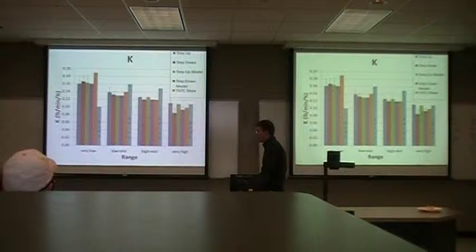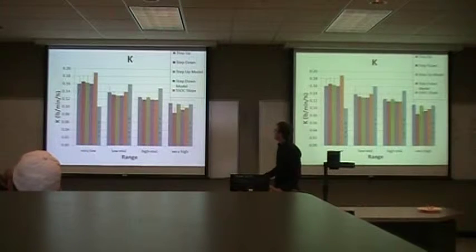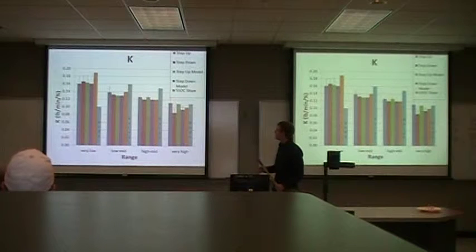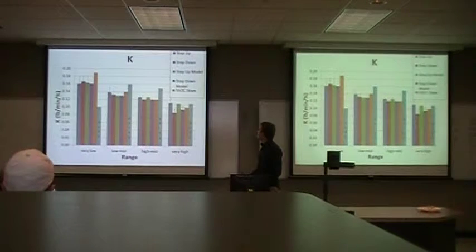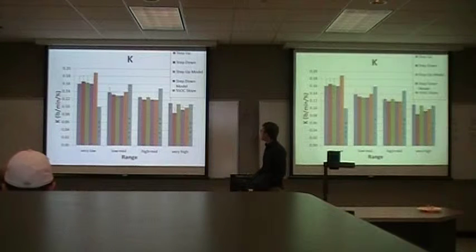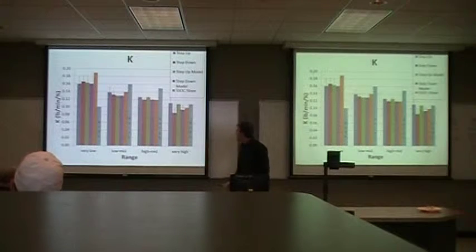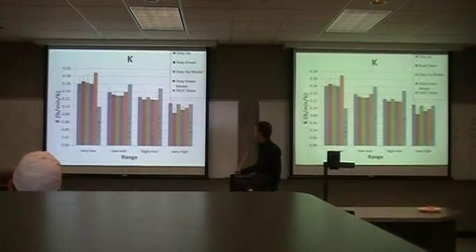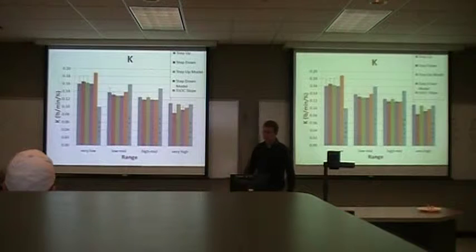One more? Okay. This is a graph of our K sub P that we determined from our different methods for estimating it for our system: the step up, the step down, the step up model, the step down model, the SSOC slope, and also the Bode and the relay. As you can see, this mirrors our SSOC, where the K is very similar, but it does go down as you go up the SSOC.